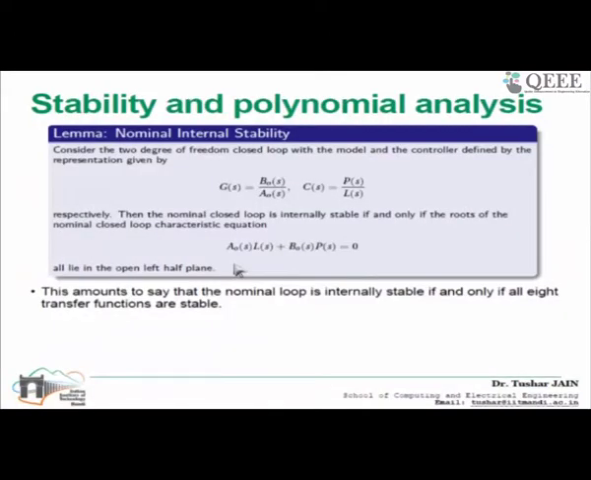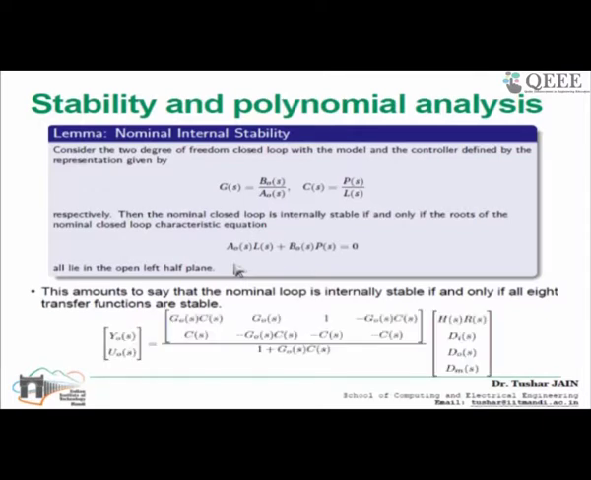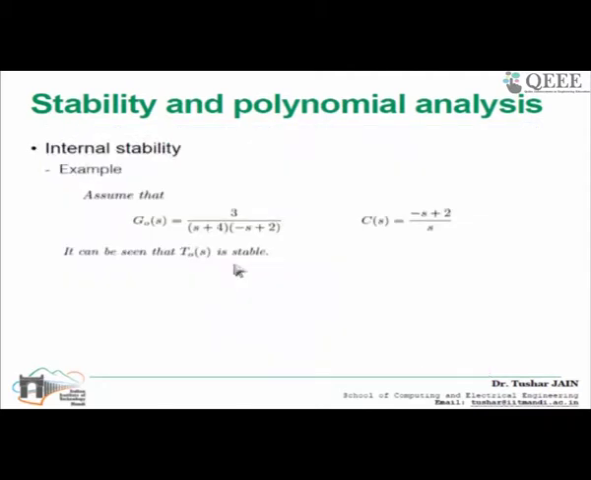In fact, as a corollary, this amounts to saying that the nominal loop is internally stable if and only if all 8 transfer functions are stable. These transfer functions basically constitute the sensitivity functions as well. So we'll consider an example.